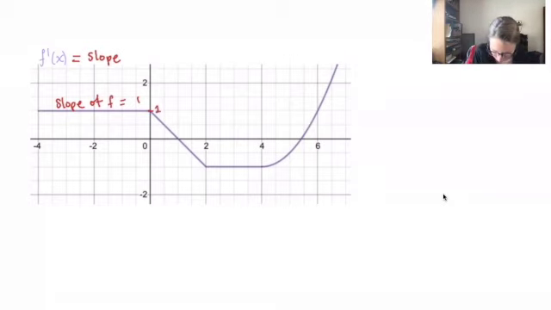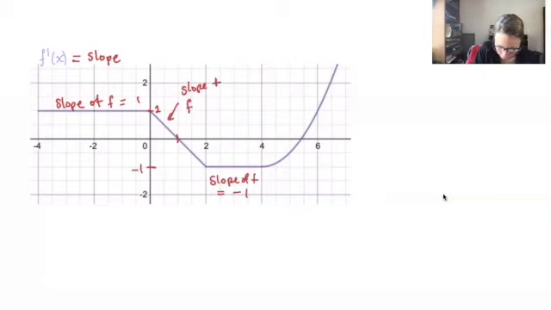Likewise, on the interval from 2 to 4, the slope of f will be -1. And again, that is the y value. So the y value of f prime is giving us the slope of f. From 0 to 1, we notice that the slope of f is positive, or greater than 0. That tells us that f must be increasing. From 1 to 2, the values of the line are negative, so the slope will be negative. So that tells us that f is decreasing.